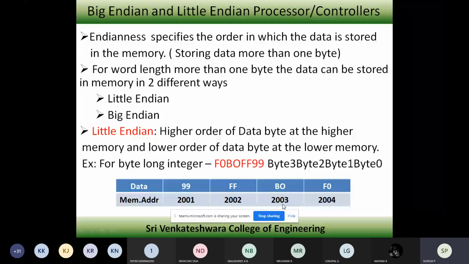And the higher byte, which is F0, will be stored in the higher address. So the higher address is 2004. As I told you, one memory location is going to store 1 byte of data. Now if I want to store more than 1 byte, then it is a problem. Then I have to consider the architecture with respect to endianness, how the data will be stored inside that particular processor.